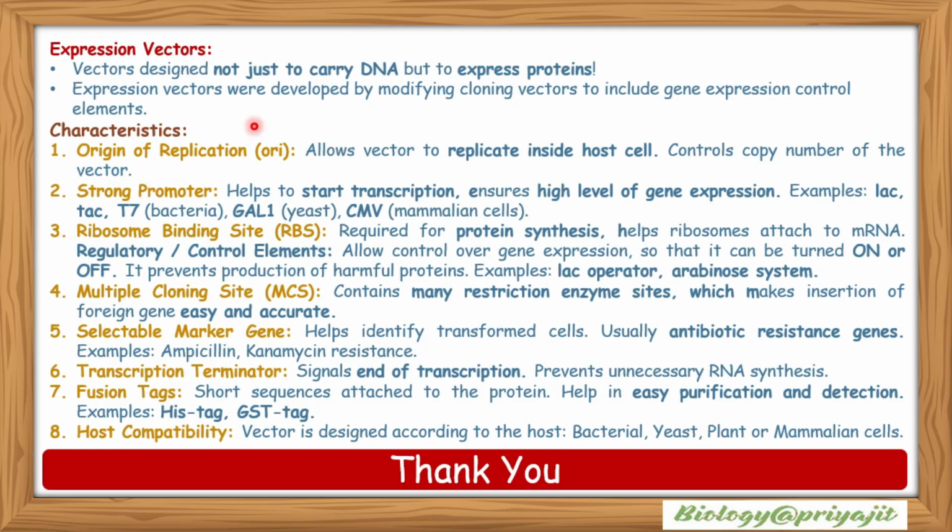It has the following characteristics. An origin of replication to replicate inside the host cells. A strong promoter, which helps to start transcription and ensures a high level of gene expression. A ribosome binding site, which is required for protein synthesis. A multiple cloning site that contains many restriction enzyme sites, which makes insertion of the foreign gene easy and accurate. Selectable marker genes, which help identify transformed cells. A transcription terminator site, which signals the end of transcription.